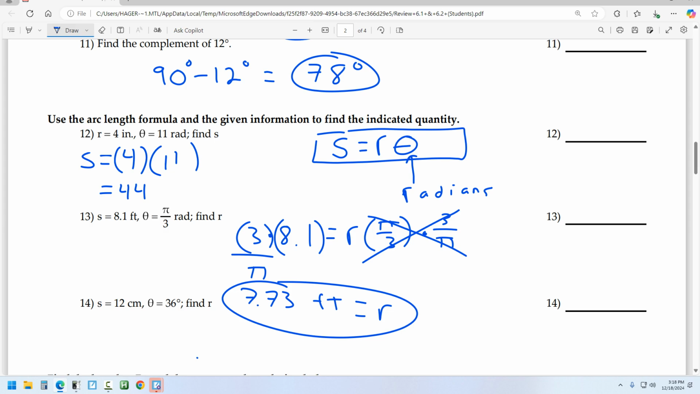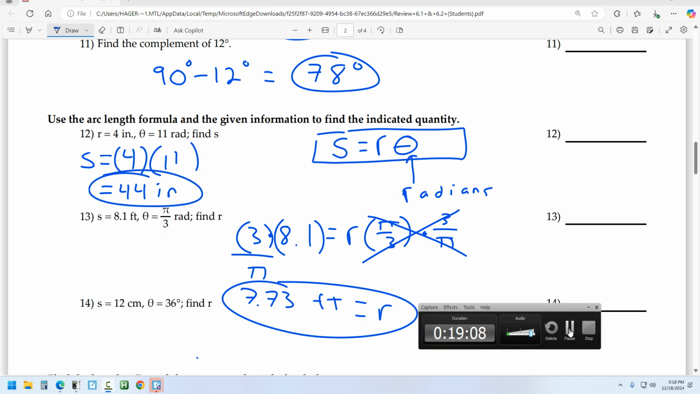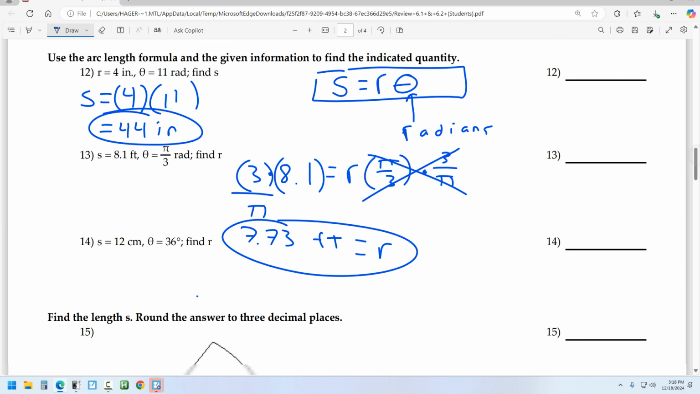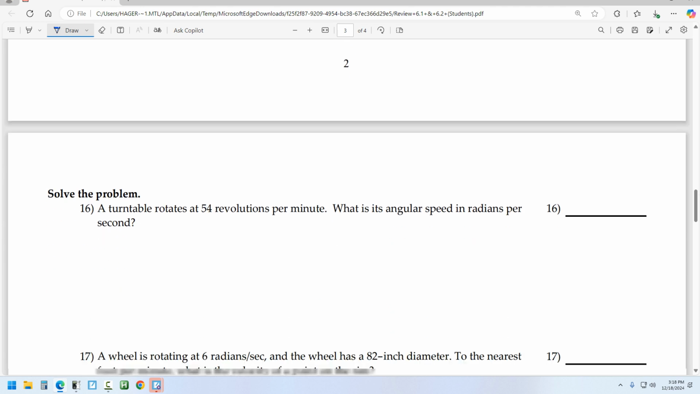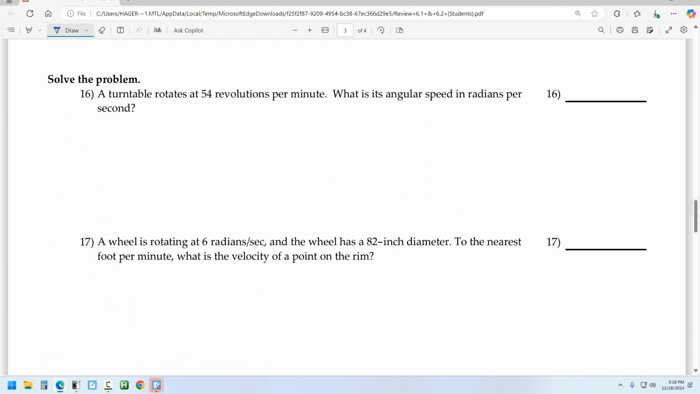Inches. Yes, I'll make this with units. So it would be 44 inches. Okay, so that's arc length. The next topic is angular velocity.